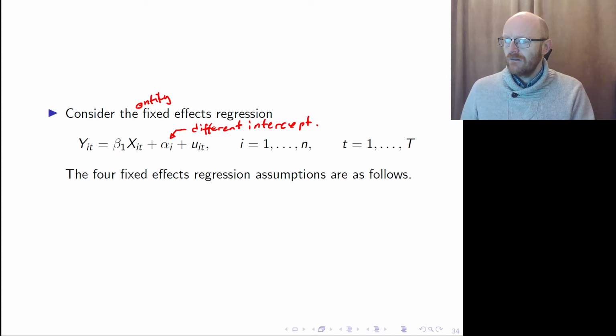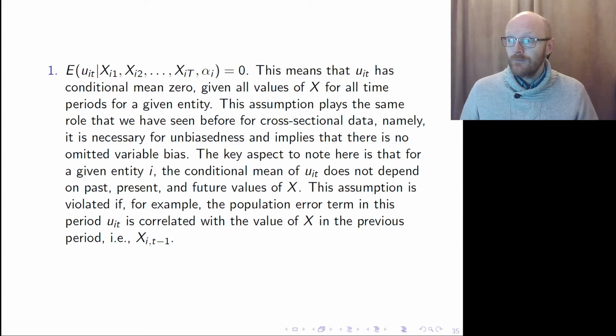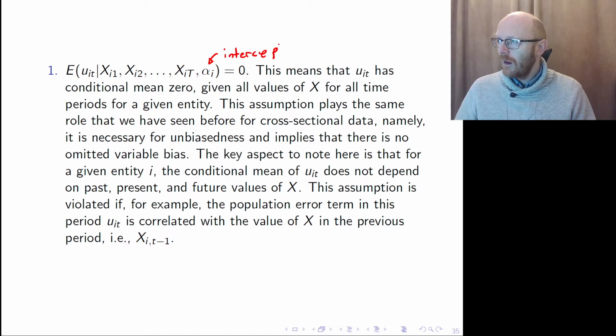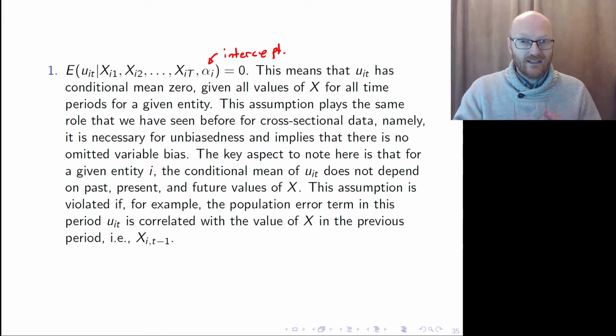So the first regression assumption is as follows. It's the expectation of the residual equals 0 no matter which value the x variable takes on in either of the time periods for that single entity. And it also includes the intercept, because the intercept varies across the entities.